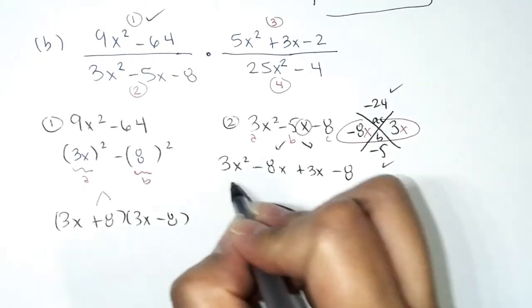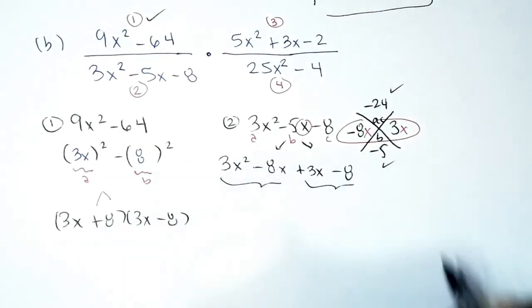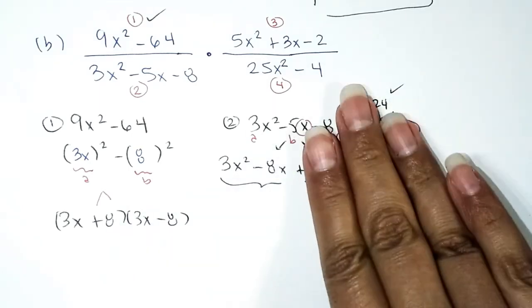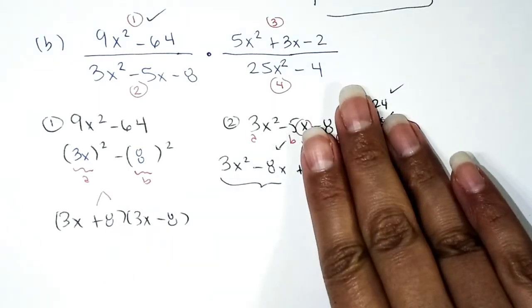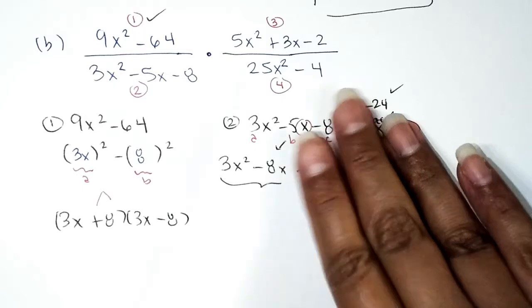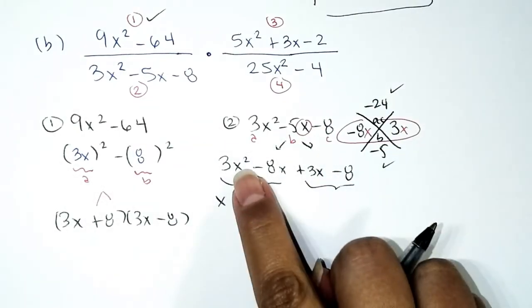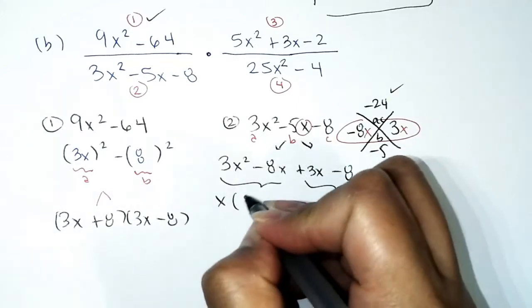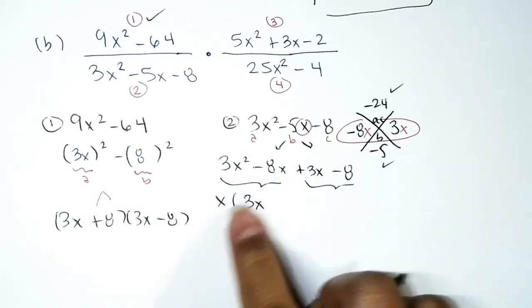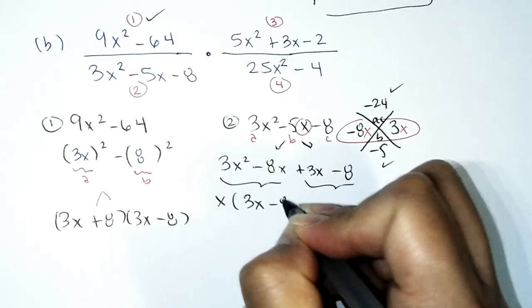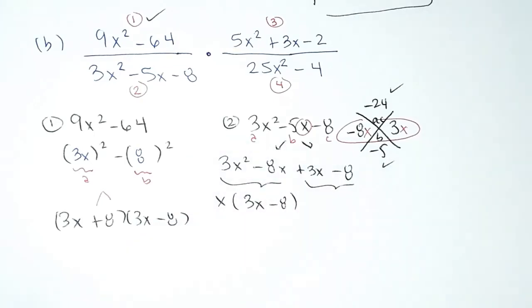We're going to group the first 2 and we're going to group the last 2. From the first team, 3x squared and 8x have a common factor. I think it's just x. When we factor it out, first term over common factor will leave us with 3x. Second term over common factor will leave us with negative 8, and we're good. So one team down, one more team to go.